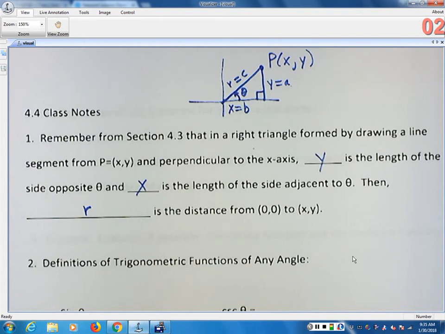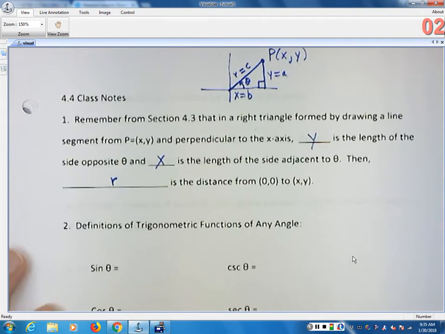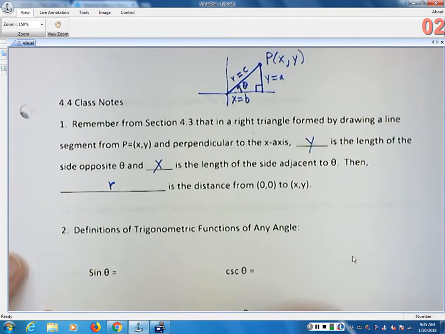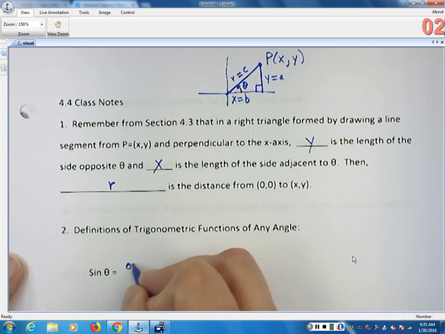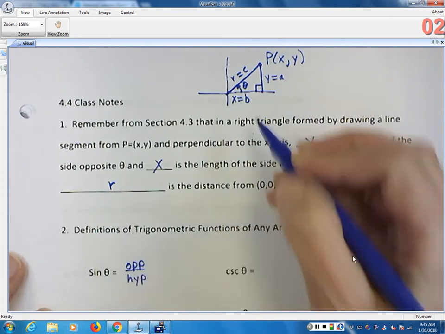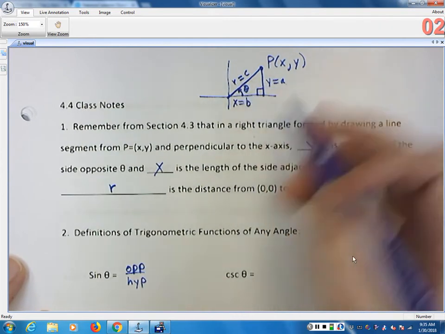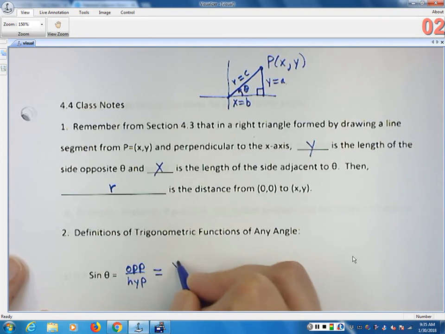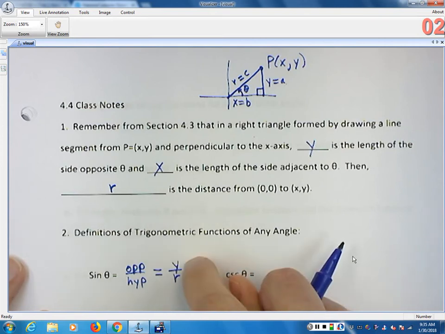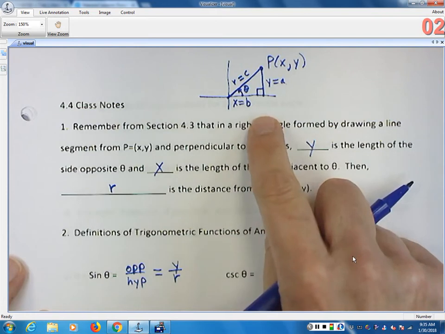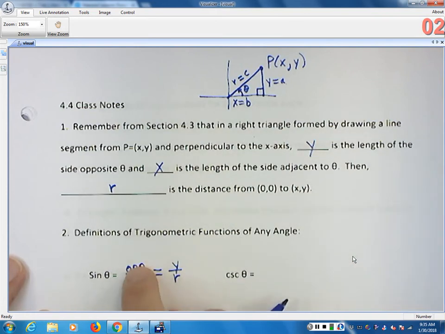And so if you use this triangle, you can come up with the definitions. But you don't have to memorize these, but you do memorize that sine is opposite over hypotenuse. Looking at this picture, opposite is y, hypotenuse is r. So y over r. Do you even need to memorize that sine is y over r? No, as long as you can draw the triangle and memorize that sine is opposite over hypotenuse, you can figure this one out.